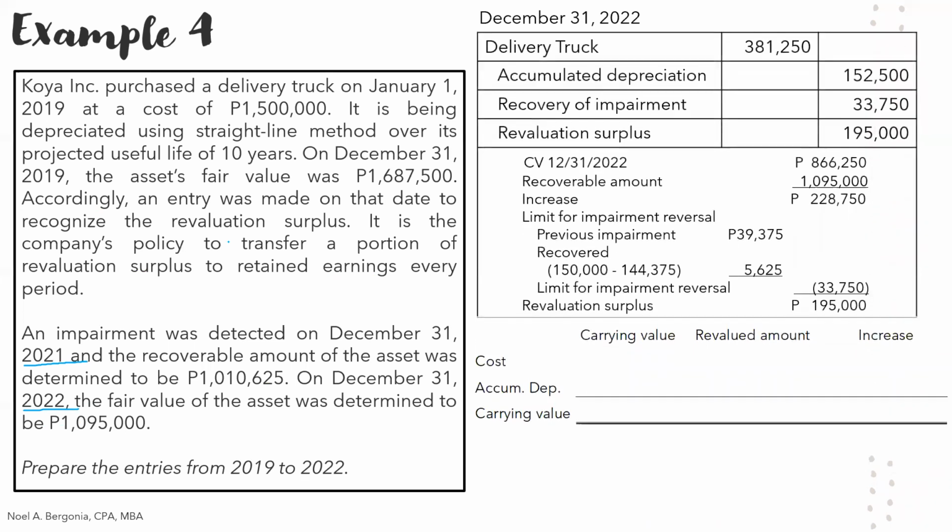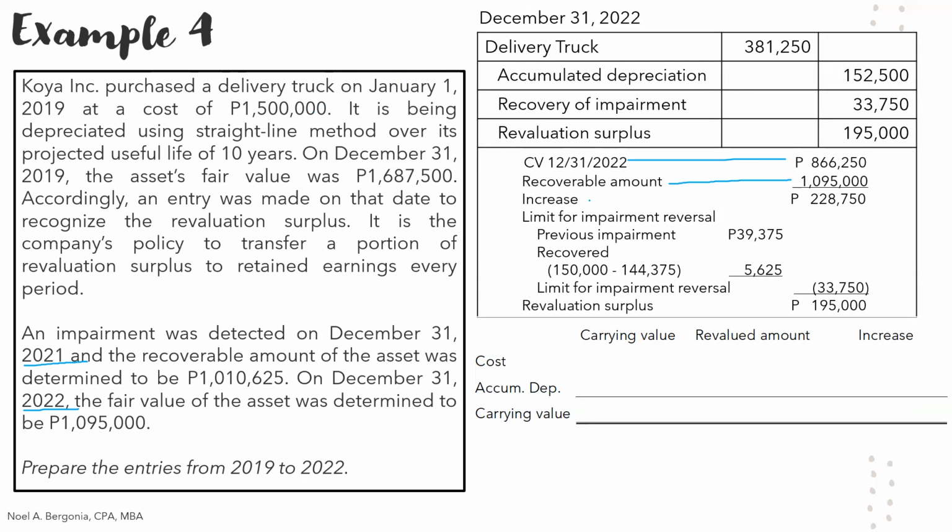So let me present to you first the computation of the revaluation surplus. First, yung carrying value na kinumpute natin kanina sa previous slide, it was 866,250. Then compare it with the recoverable amount given na 1,095,000. Okay? So there was an increase.